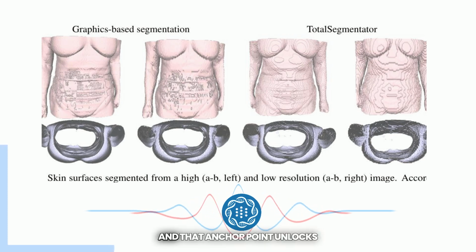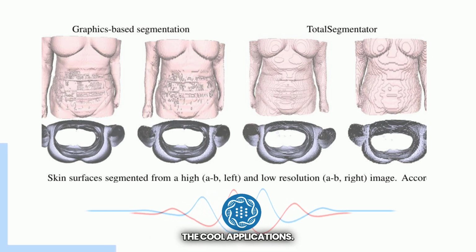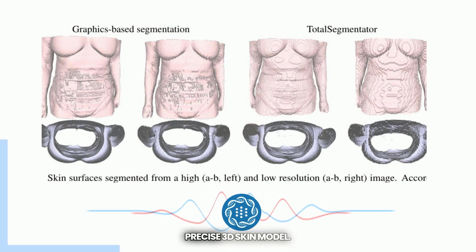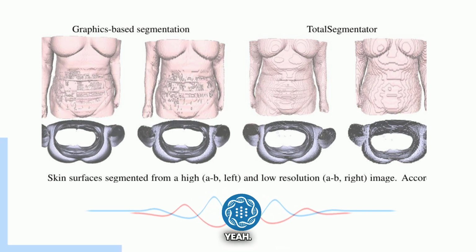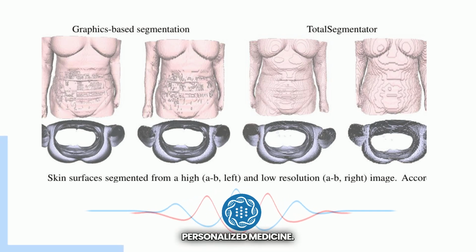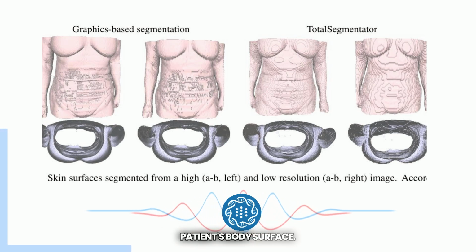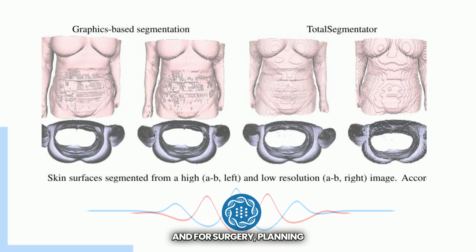Ah, okay. And that anchor point unlocks the cool applications, right? This is where it gets interesting. Definitely. So once you have that precise 3D skin model, you mentioned personalized medicine, doctors could simulate treatments. Yeah, imagine testing out radiation paths or planning surgery directly on a digital copy of that specific patient's body surface. Wow. And for surgery planning itself.